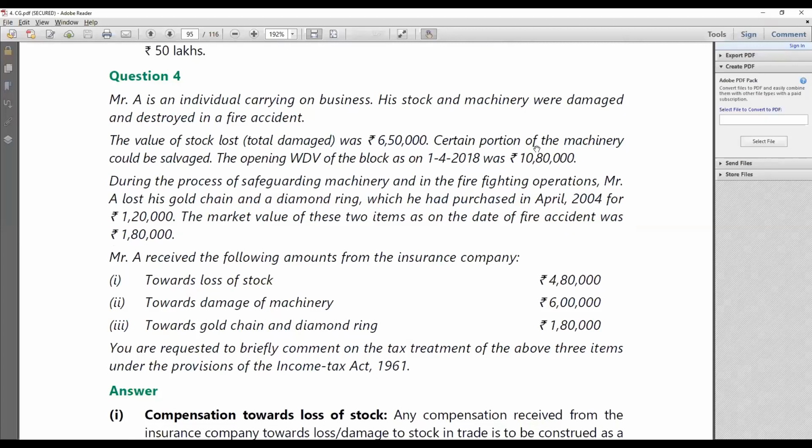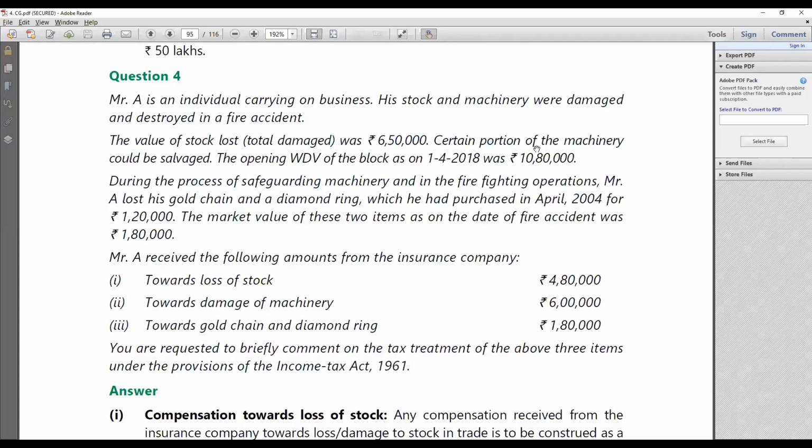Mr. A is an individual carrying on business. His stock and machinery were damaged and destroyed in a fire accident. The value of stock lost was 6,50,000. A certain portion of machinery would be salvaged. The opening WDV of the block as on 1/4/2018 was 10,80,000.